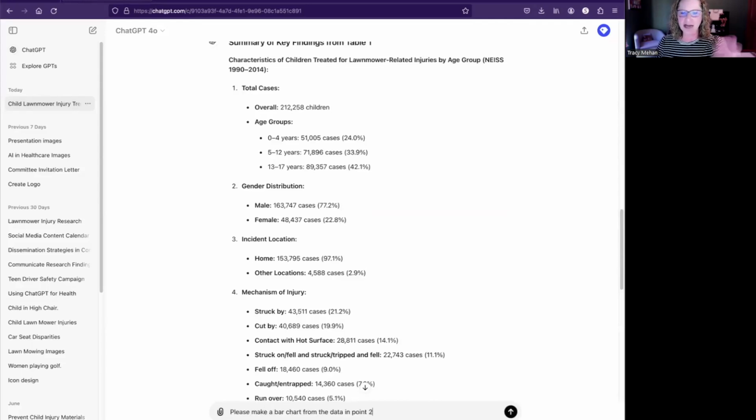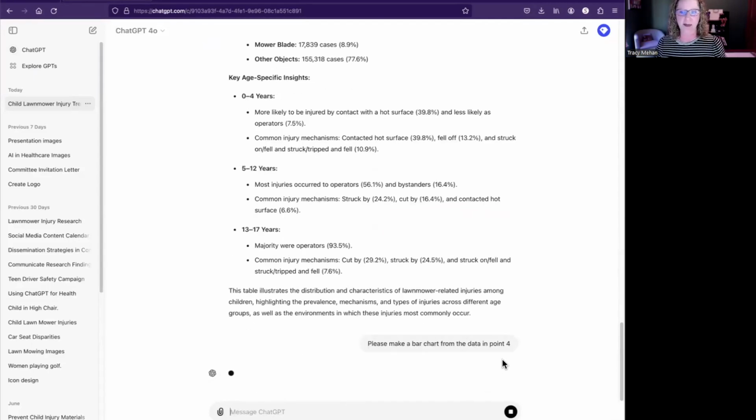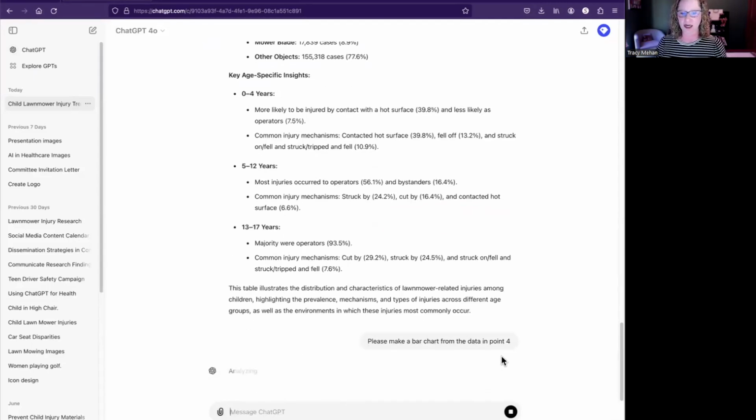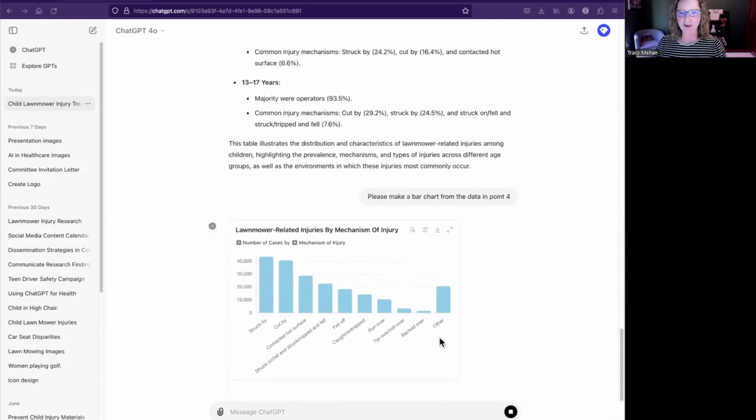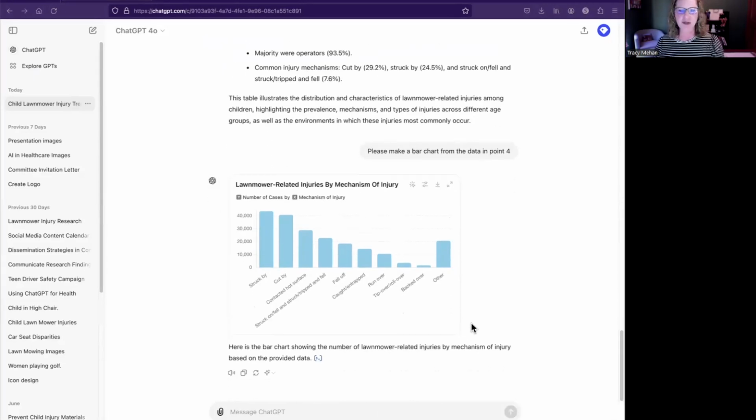So there's a lot of information there. I wanted to look at just maybe the mechanisms of injury. So I asked it, please make a bar chart from the data in point 4. And it can actually make bar charts and different types of charts for you to make it a little easier. All right, it's going to take a little bit longer to do that, but you can see here's information with the bar chart, right? So you can use that and you can interact with it as well.